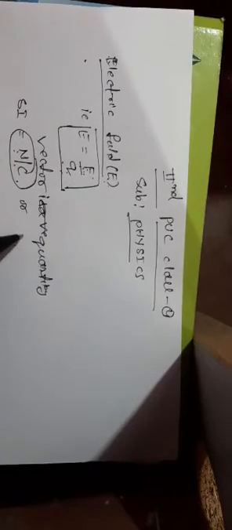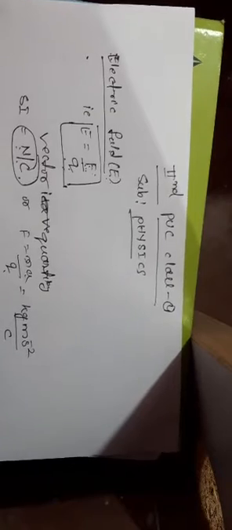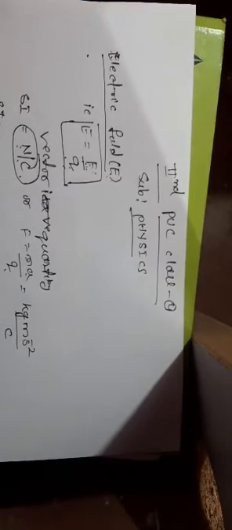One more SI unit: the force is equal to mass into acceleration, divided by charge. The unit of mass is kg, the unit of acceleration is meter second inverse square, and the unit of charge is Coulomb. So the other SI unit is kg meter second inverse square per Coulomb. That is also the same.